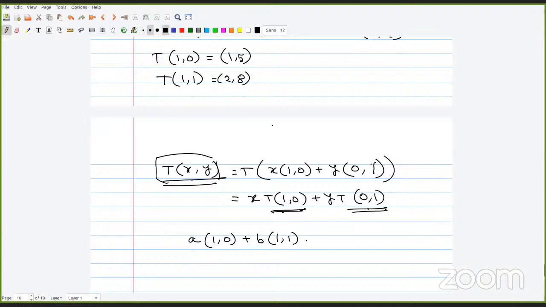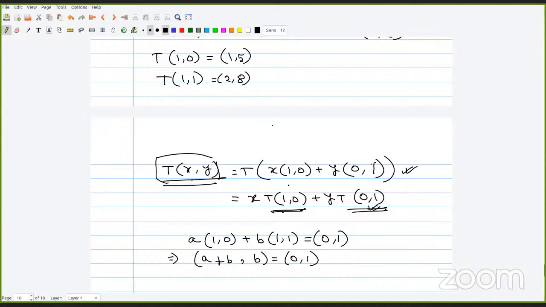You are changing the basis to the standard ordered basis to affect the transformation. Observe what I am doing. I want to write (0, 1) in terms of (1, 0) and (1, 1). I mean, T(x, y) equals x times T(1, 0) plus y times T(0, 1). This is clear.